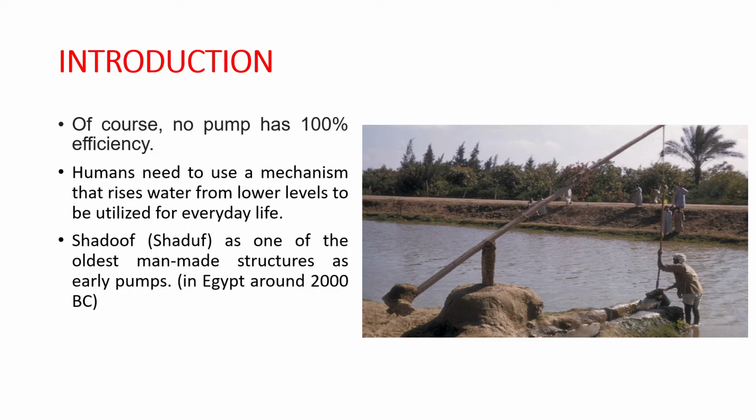lower levels to be utilized for everyday life, washing, hygiene, food preparation, or special uses such as agriculture, animal husbandry, and industrial application. The first sign of the invention of the pump appears to have belonged to the Egyptians around 2000 BC. The name of this tool is shaduf, a cup tied to rods and ropes to draw water from deep wells. You can see in this figure the first pump in Egypt, 2000 BC. It is called shaduf.